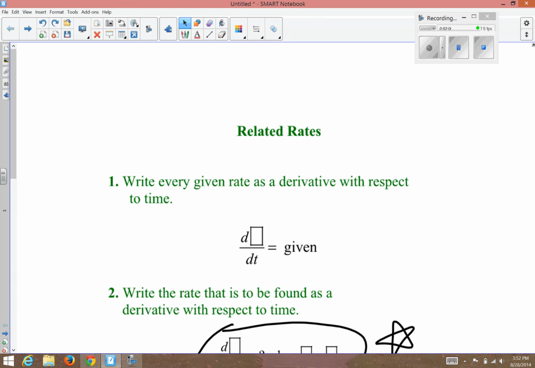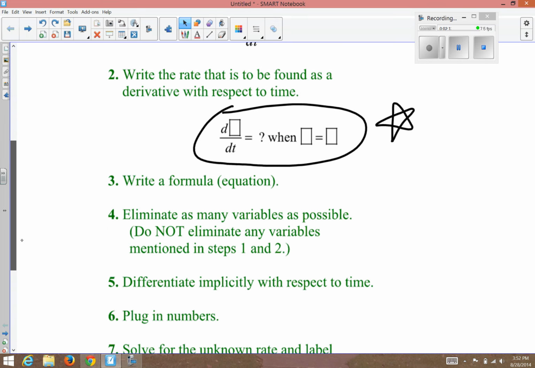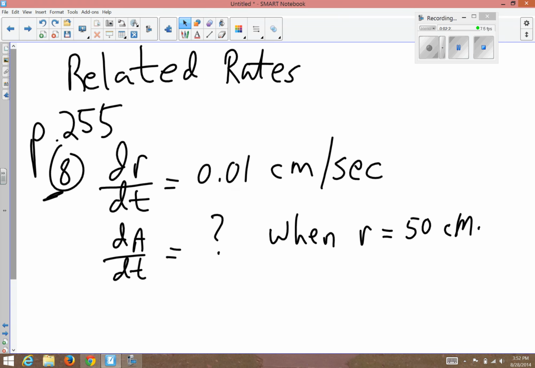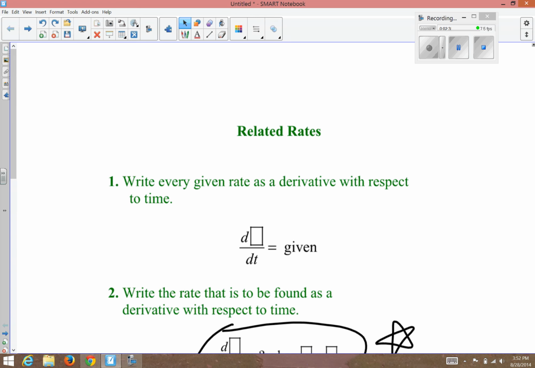So look at the next step. Write a formula. This is the hardest step because we just have to think of some relevant formula or equation. In this case, not too hard. A equals pi r squared is the area of any circular plate. So that was step 3.